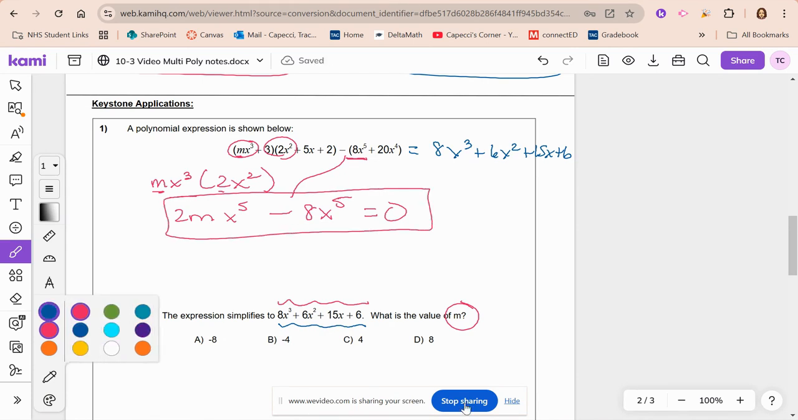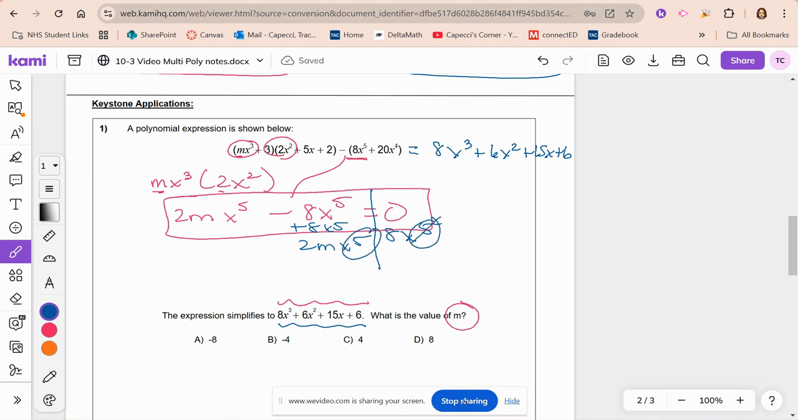Now I just have to get that m by itself. So how would I do that? Well, here's my wall. First, I'm going to bring that 8x to the 5th to the other side, because really what I'm looking for is that coefficient. So that leaves me with 2mx to the 5th. Now I notice I have an x to the 5th here and x to the 5th there. Again, I'm just going to ignore that, and I'm left with just my coefficients. So I have 2m is equal to 8. Divide both sides by 2, and m is equal to 4. So 4 is going to be my final answer for m.